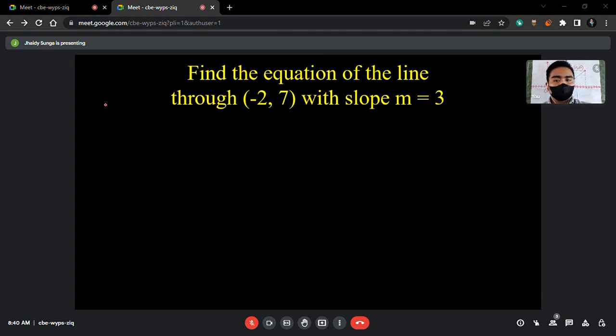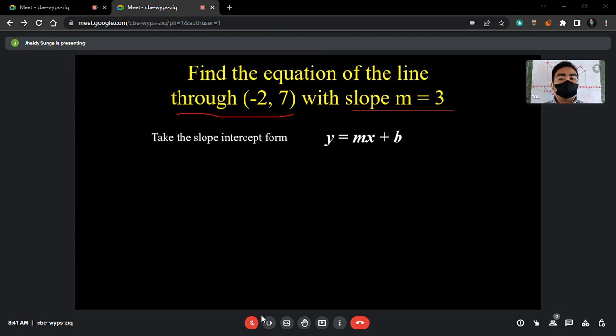This is your point, the coordinates of your point and your slope. Alright, so first is to write your given. What's your given? The point and the slope. Then next is to write your slope-intercept form, which is y is equal to mx plus b.